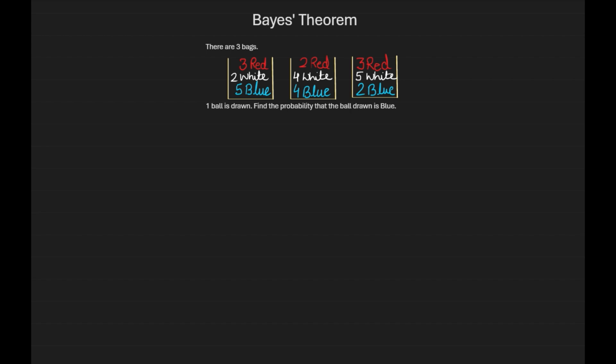So first we need to select the bags. Let's assume that selecting bag 1 is event E1, selecting bag 2 is event E2 and selecting bag 3 is event E3. Now let A be the event that the selected ball is blue. We have to find the probability of event A, that the ball drawn is blue.